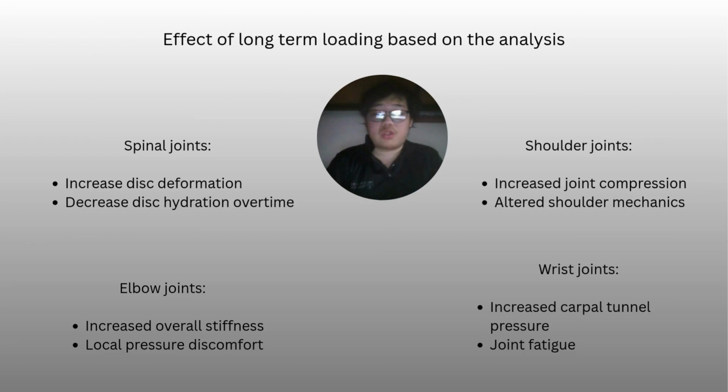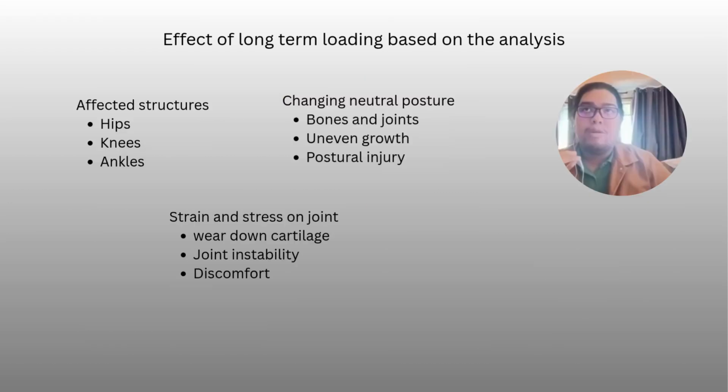Since the wrist joint is one of the most used parts of the upper limb in day-to-day life, this effect will cause a person to lose overall work efficiency. Compressive loading occurs when body weight pushes downward onto the bones and the joints of the lower limbs. This force mainly affects structures such as the hips, knees, ankles, and the vertebral column.